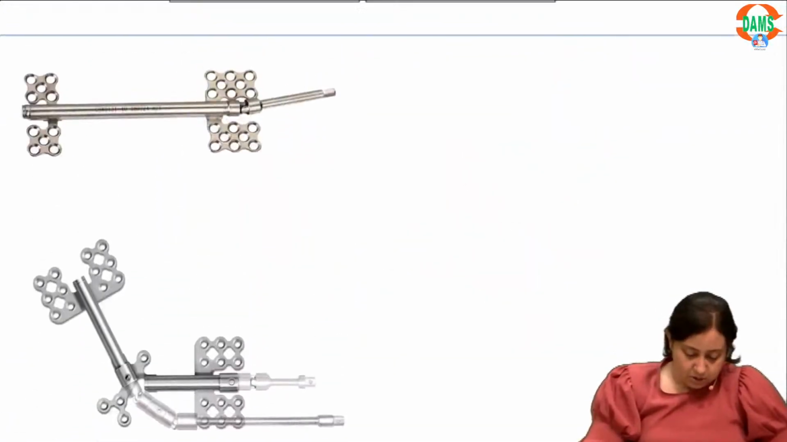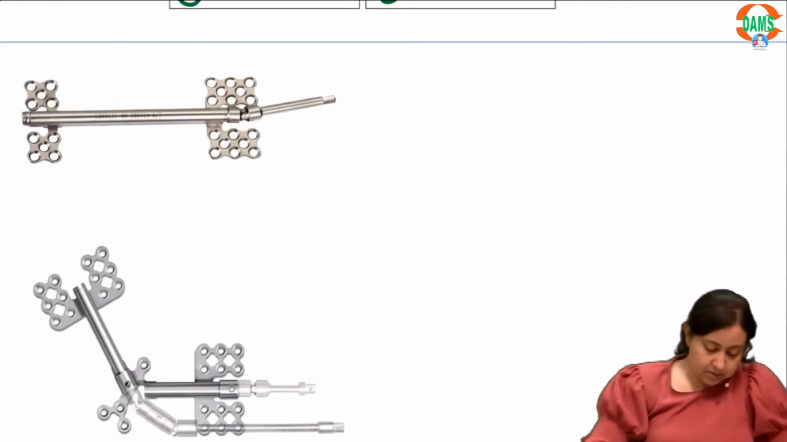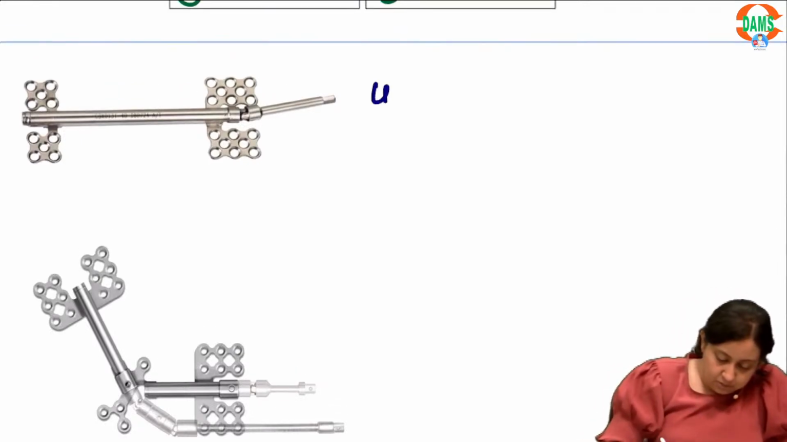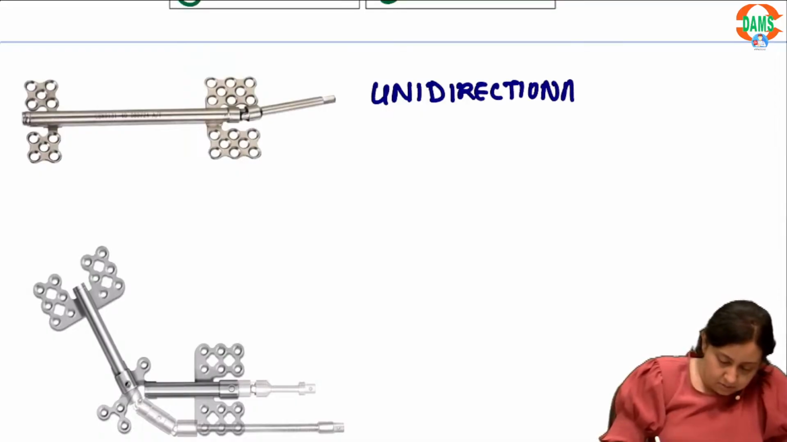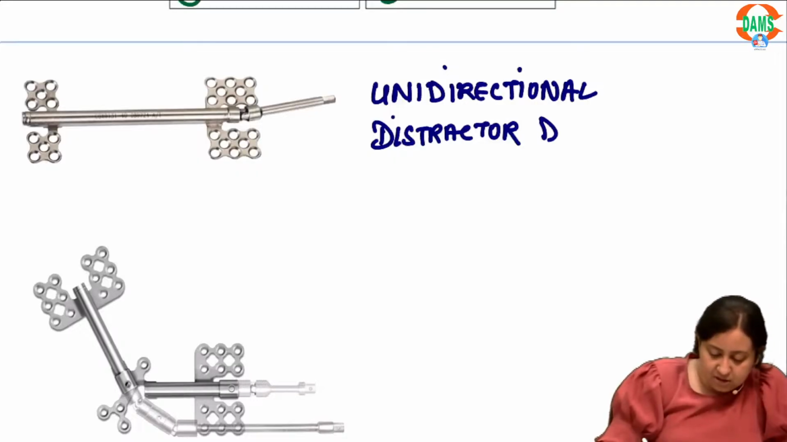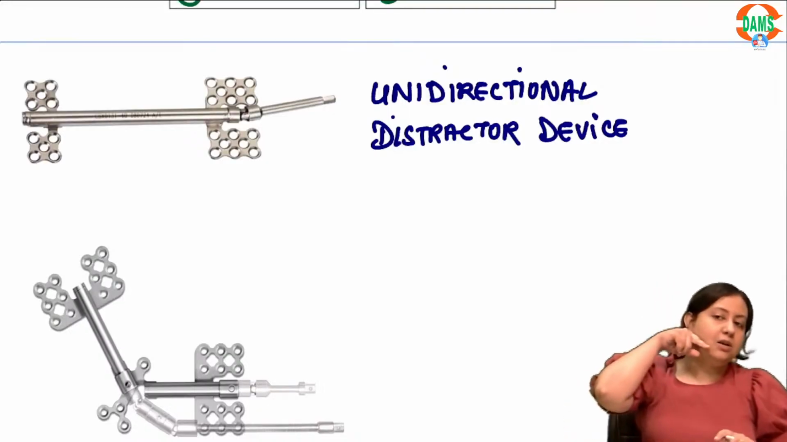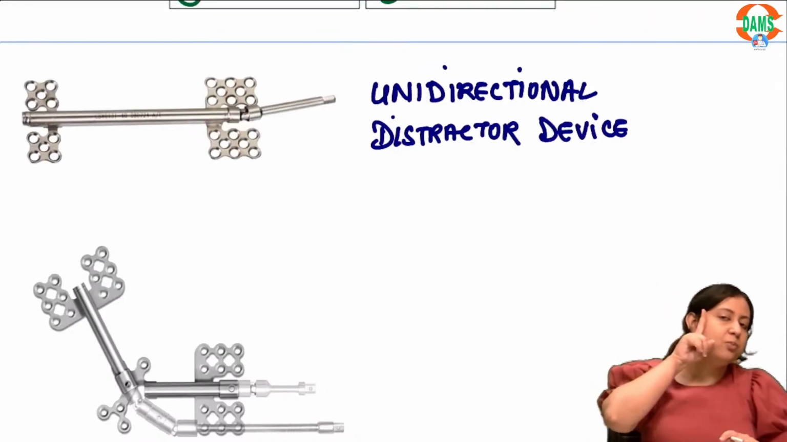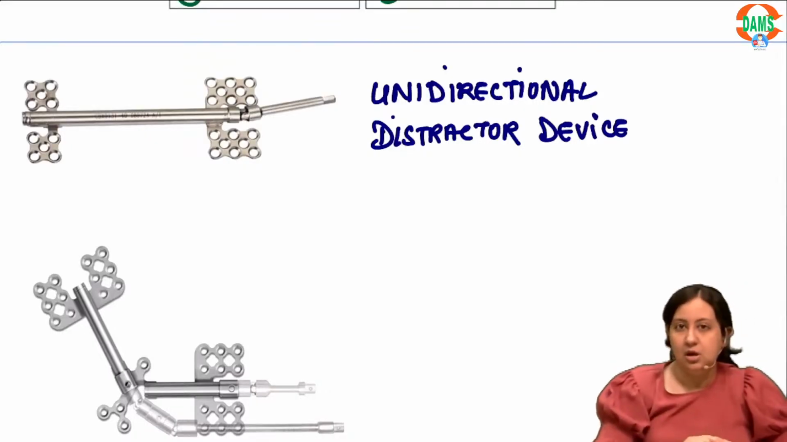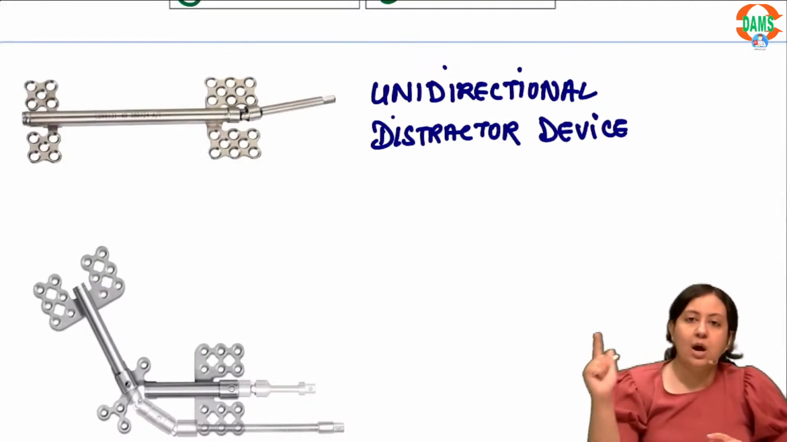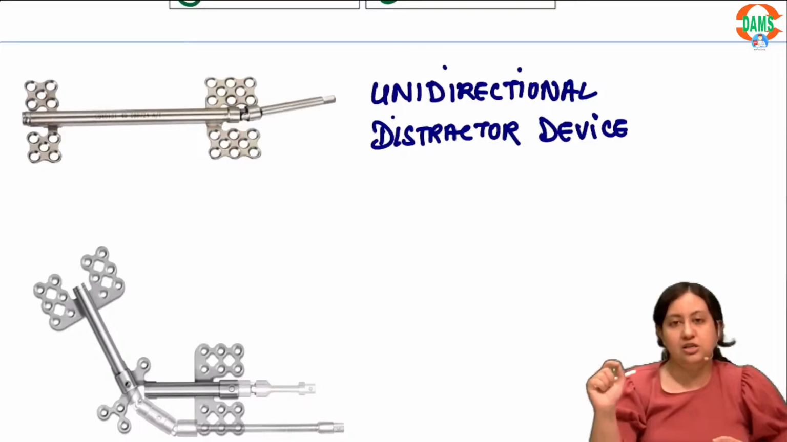Now there are 2-3 things. This is a unidirectional distractor device. What do you mean by unidirectional distractor device? You can place it in a way that it causes lengthening of the mandible, or if you place it vertically, it will cause increase in ramal height of the mandible. It can distract only in one direction. That is why it is known as a unidirectional distractor device.